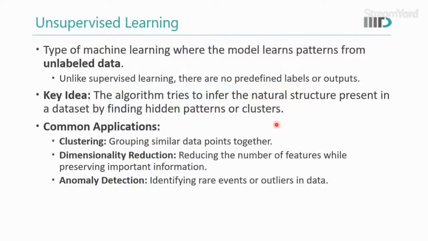This is how the splitting, model training and testing works. Unsupervised learning is a type of machine learning algorithm where the model learns patterns from unlabeled data, when the labels are not available. Unlike supervised learning, there are no predefined labels or outputs. The key idea here is that the algorithm tries to infer natural structure present in a dataset by finding hidden patterns or clusters. Common applications are clustering, grouping similar data points together; dimensionality reduction, reducing the number of features while preserving important information; and anomaly detection, identifying rare events or outliers in the data.